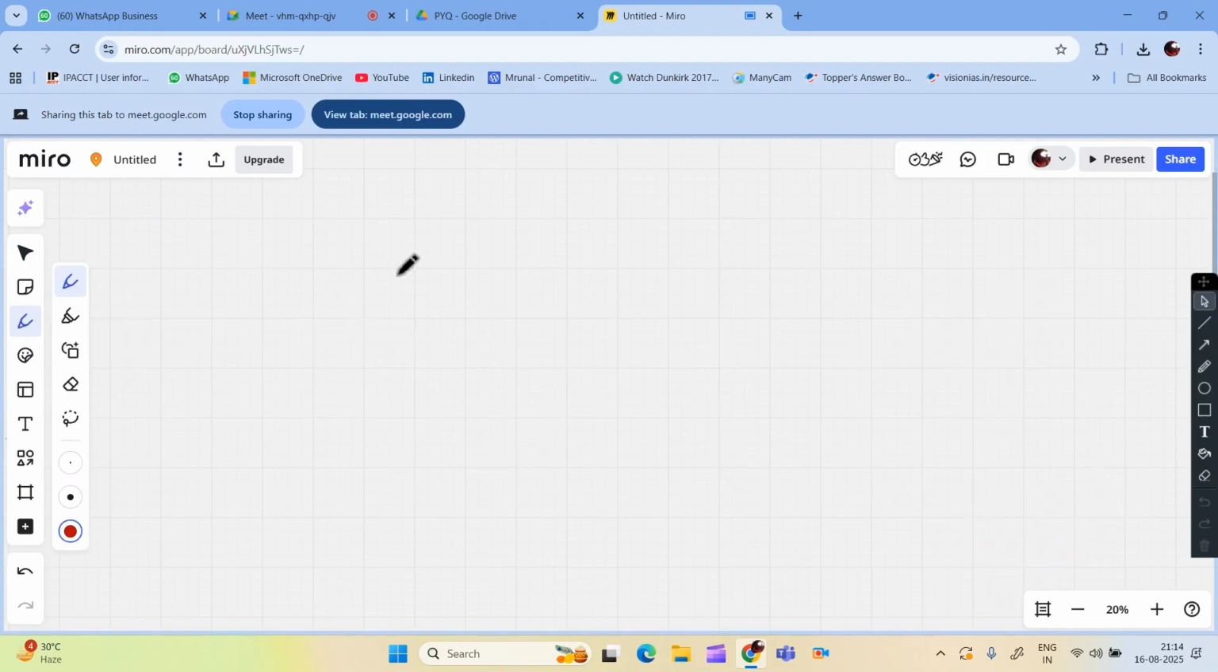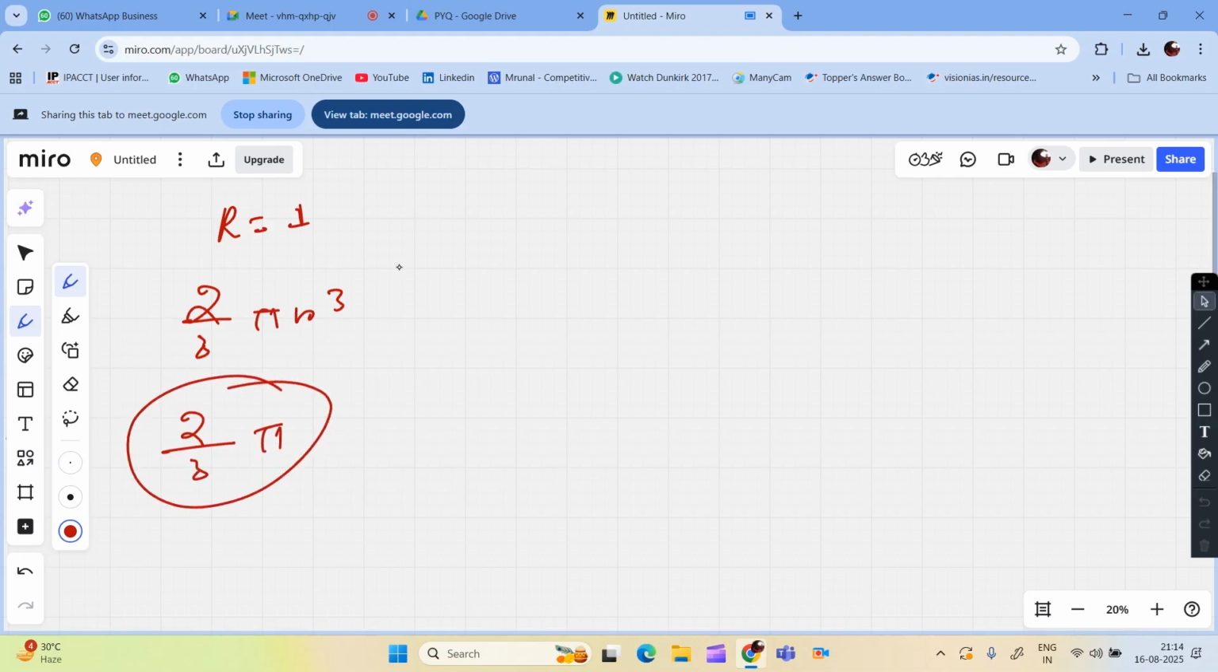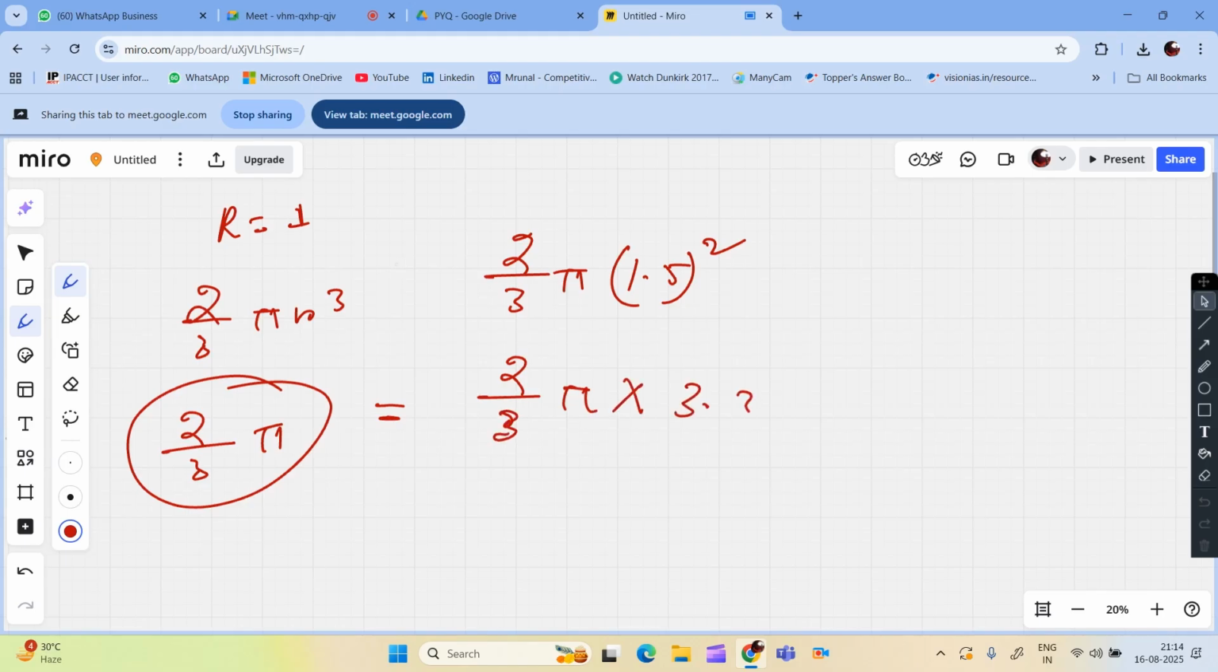See, let us say r equals 1. That means the actual 2 by 3 pi r cube, with r as 1, gives 2 by 3 pi as the volume of the smaller container. Now the volume of the larger container would be 2 by 3 pi into 1.5 cubed, because it's 1.5 times, that means 3.375. If you cancel out those things, this is the value putting method.